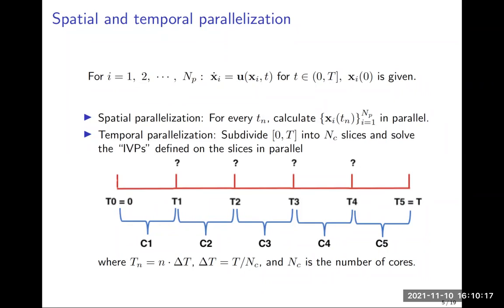Temporal parallelization is less known, in my opinion, and it is a little bit weird. So instead of dividing up the particles, you're going to now subdivide the time domain, which is now from 0 to capital T. You divide this domain into NC slices, I'm sorry. NC here is the number of cores. All right, so here I give you a simple sketch. I'm assuming that I have 5 computer cores, and this red interval is from 0 to T.